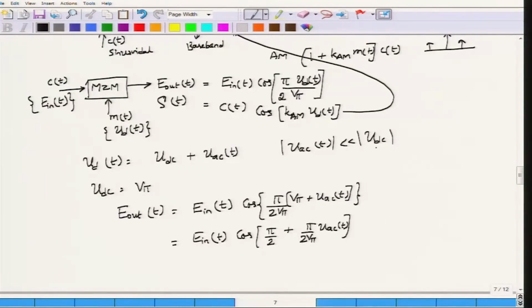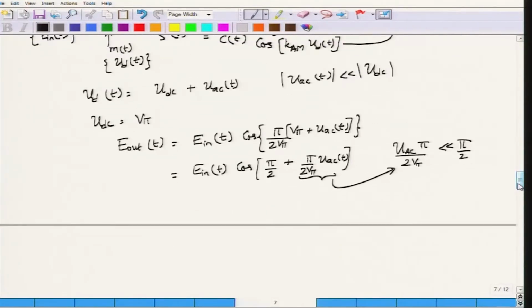So, UAC of t is a very small component compared to UDC. At the same time, it gets multiplied by pi by 2 V pi. If I take the peak value of the AC signal and denote it as UAC, this peak value multiplied by pi by 2 V pi will be the peak value of this phase term, correct. If we choose this to be very small compared to 1, that is, a very small quantity compared to pi by 2, that is the idea.